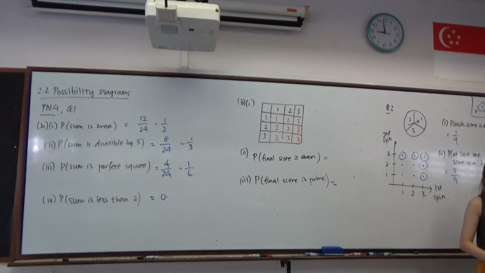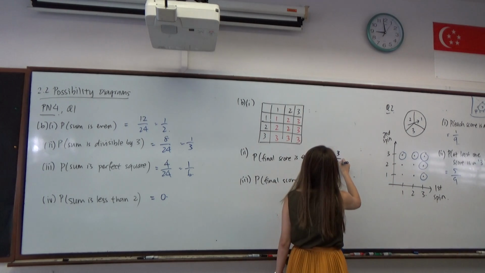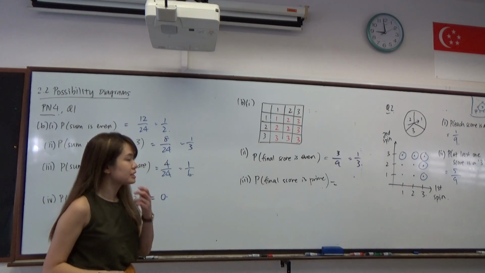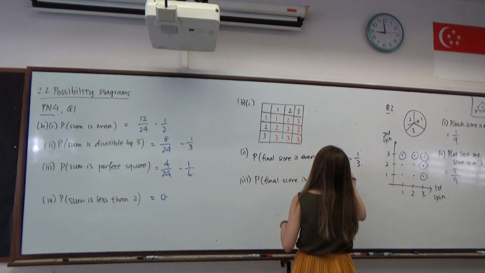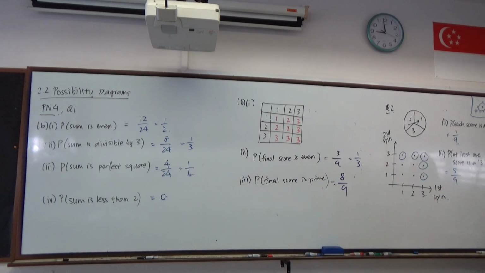Okay, part 2, we want to find the probability that the final score is even. So what would the probability be, Eugene? 1/3. Okay, how do you get 1/3? 3 out of 9. Good, so 1/3. And then the probability that the final score is prime, Charan? 8 out of 9. So everything except for 1. Okay, because 1 is not a prime number.